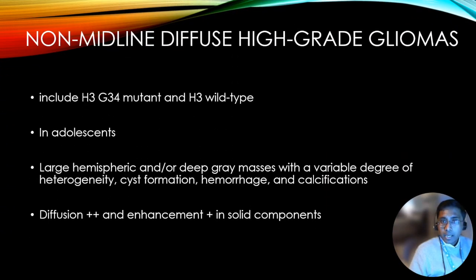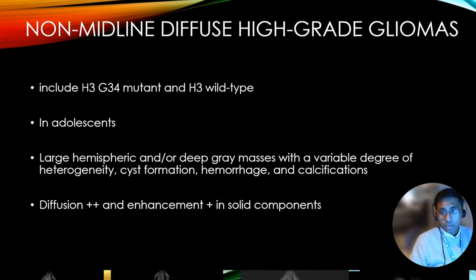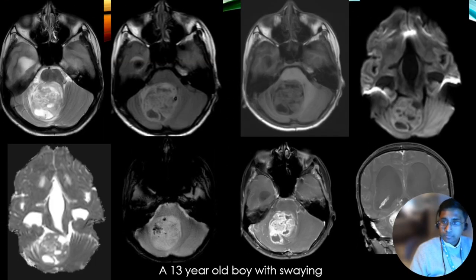So remember, a non-midline diffuse high-grade glioma can be both H3 G34 mutant and H3 wild type. So they typically tend to occur in a slightly older child, like an adolescent. Again, we cannot really differentiate based on the characteristics. They tend to be large hemispheric masses. They tend to be heterogeneous. As any large mass would, they would have some degree of hemorrhage and calcifications. The diffusion restriction and enhancement is usually there in the solid component of the mass.